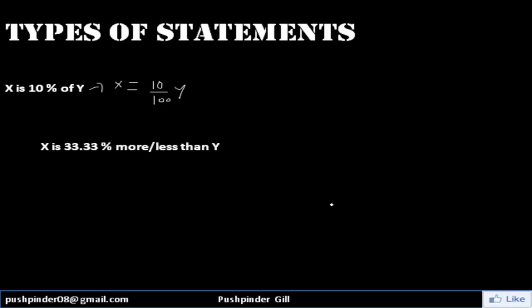Similarly, someone says X is 33.33% more than Y. Then you say X is equal to, since it's percent more, 1 plus what is 33.33%? That is 1 by 3. So X is 1 plus 1 by 3 of Y. If someone says X is 33.33% less than Y, then you can easily say X is equal to 1 minus 1 by 3 of Y, right? I hope you all understood what I did over here.